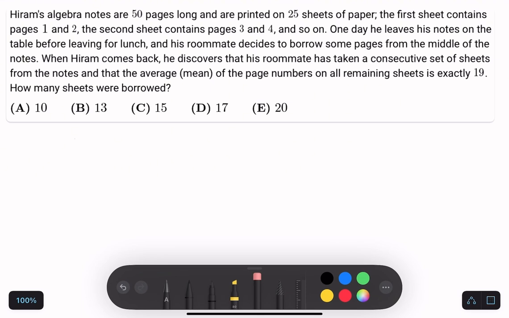Today we're tackling 2021 AMC 10A Problem 22. Hiram's algebra notes are 50 pages long and are printed on 25 sheets of paper. The first sheet contains pages 1 and 2. The second sheet contains pages 3 and 4, and so on.